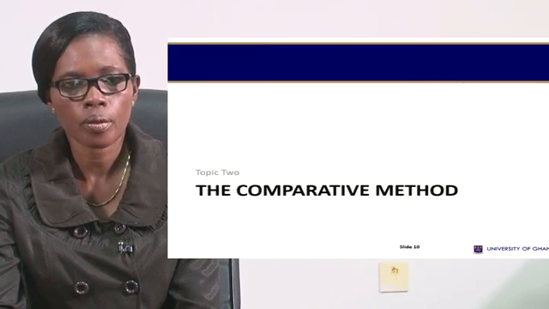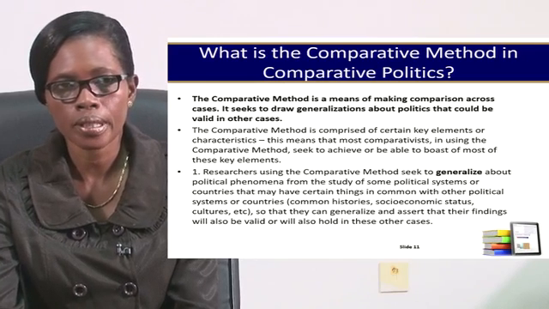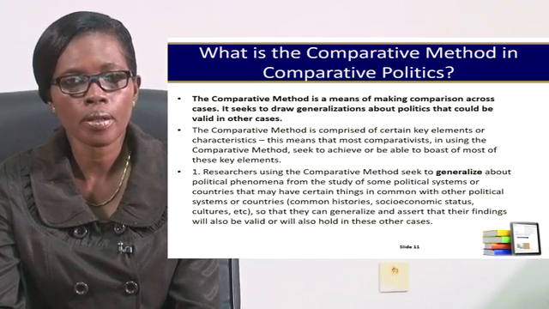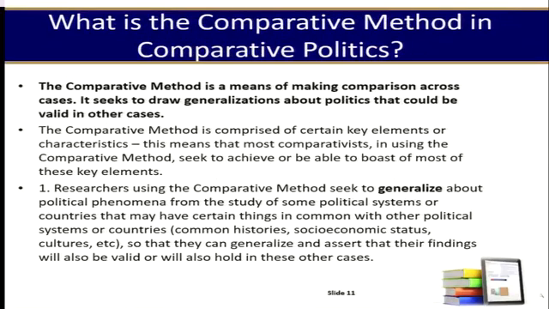The comparative method. What is the comparative method in comparative politics? The comparative method is a means of making comparison across cases. And when we say cases, we mean countries in the world, across cases. It seeks to draw generalizations about politics that could be valid in other cases or countries. Now, this comparative method has certain key elements or characteristics.